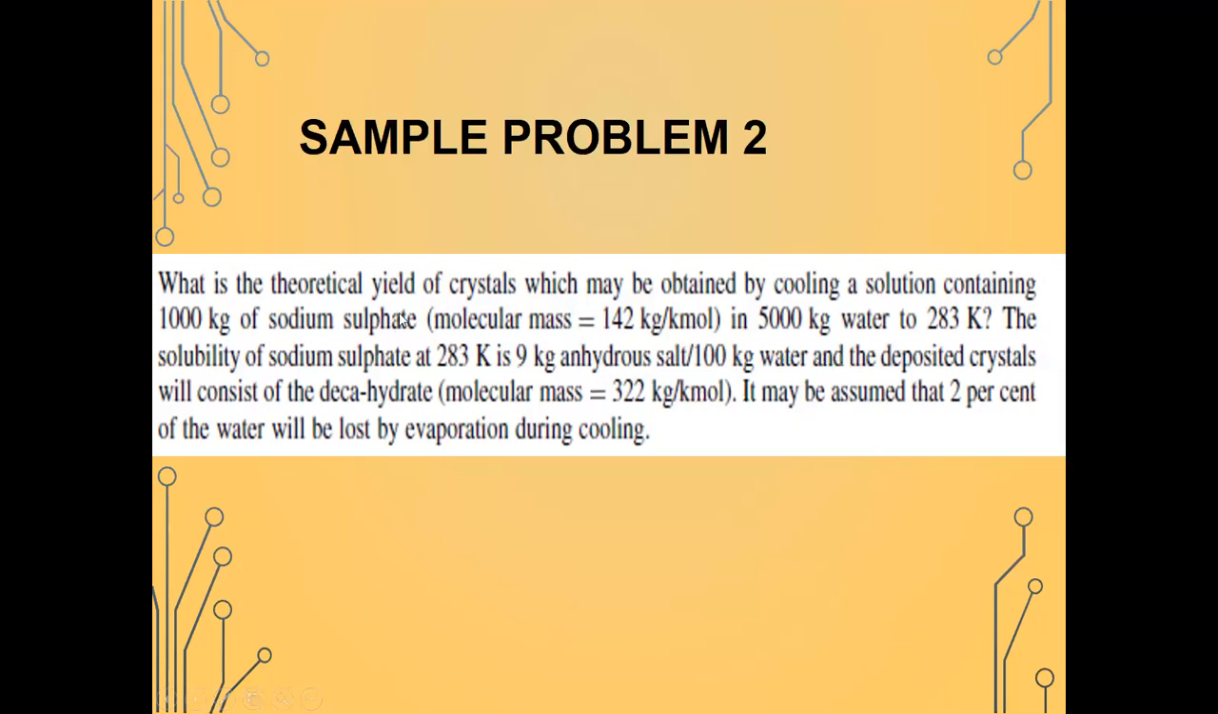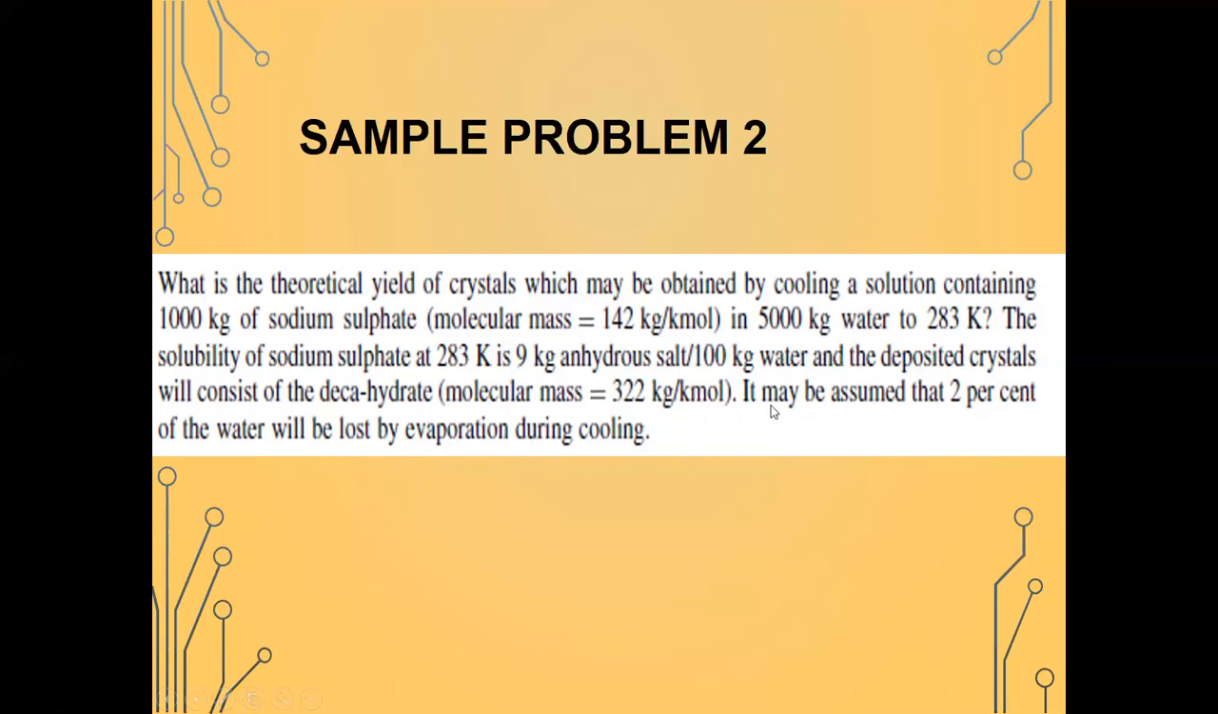What is the theoretical yield of crystals which may be obtained by cooling a solution containing 1,000 kilograms of sodium sulfate in 5,000 kilograms of water to 283 Kelvin? The solubility of sodium sulfate at 283 Kelvin is 9 kilograms anhydrous salt per 100 kilograms water. The deposited crystals will consist of the decahydrate with molecular mass 322 kilograms per kilogram mole. It may be assumed that 2% of the water will be lost by evaporation during cooling.